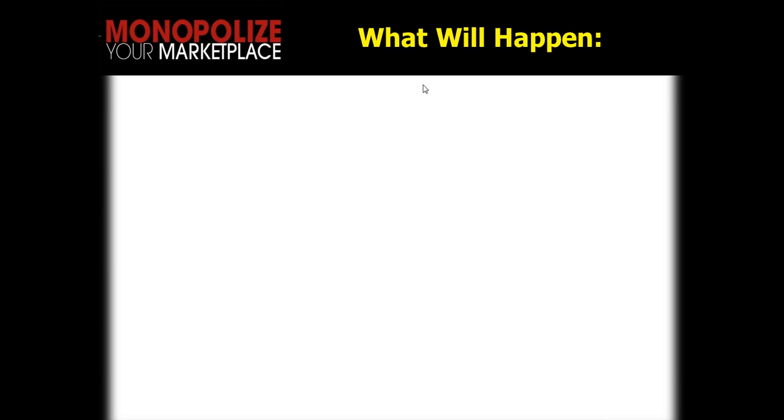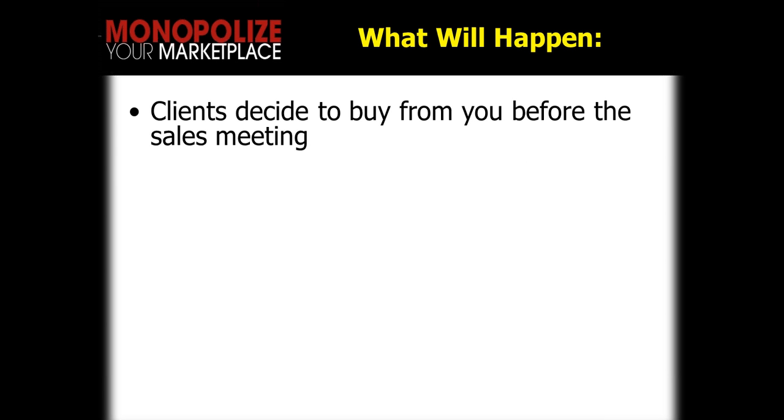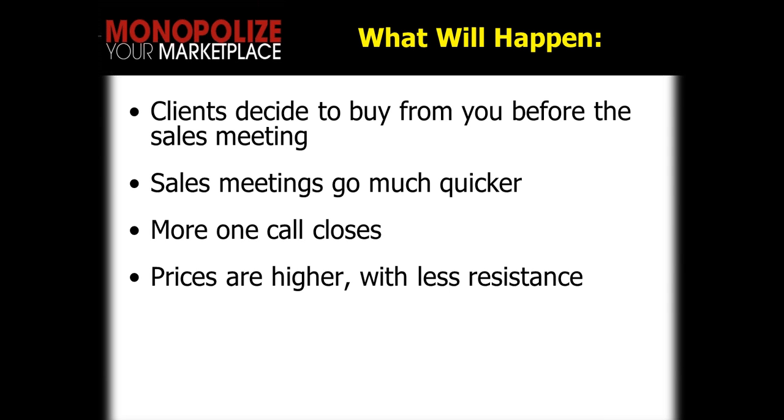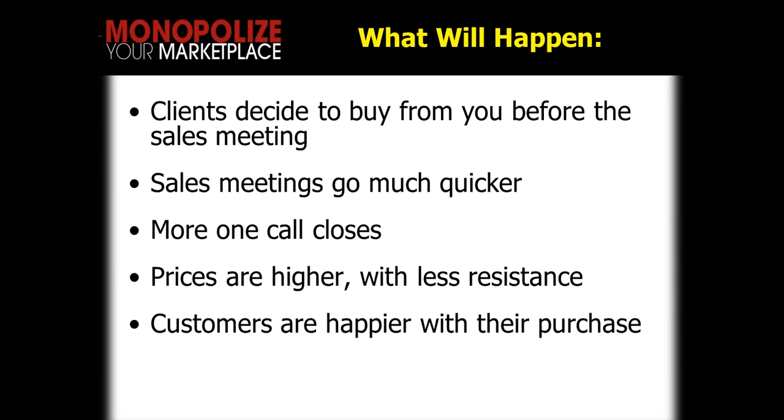So here's what will happen if we properly price condition and help people overcome this price resistance. They're going to decide to buy from you before the sales meeting. That sounds improbable to a lot of people, especially old school sales organizations, but it's absolutely 100% true. Sales meetings go much quicker, more one-call closes, prices are higher with less resistance, and customers are happier with their purchase because they understand why they're paying more.